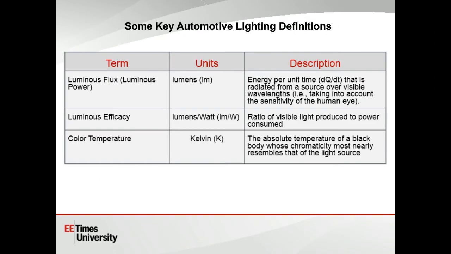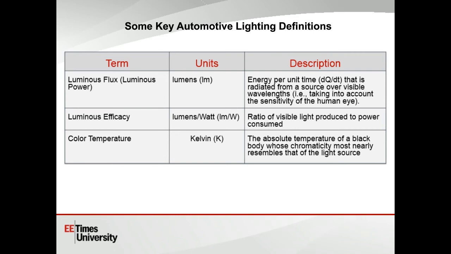Let's talk a little bit about some key automotive lighting definitions. Lighting has some specialized definitions. Let's look at these. Luminous flux. The unit is lumens, and it is a measure of the amount of energy per unit time that is radiated from a source.